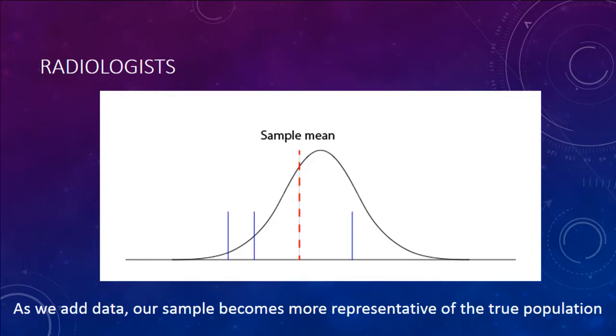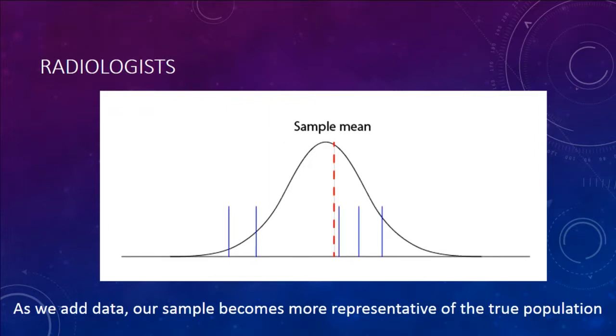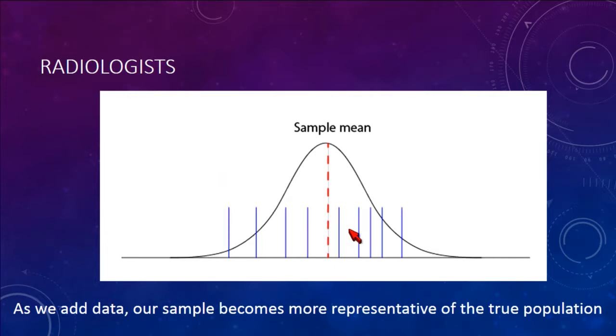Now, as we add more data, our sample becomes more representative of the true population that we're interested in. So we add a couple more people. Those random samples happen to be on the high end of the curve, and so now our sample mean has shifted to the high end. We add a few more people, and now our sample mean is regressing closer to the true population mean.